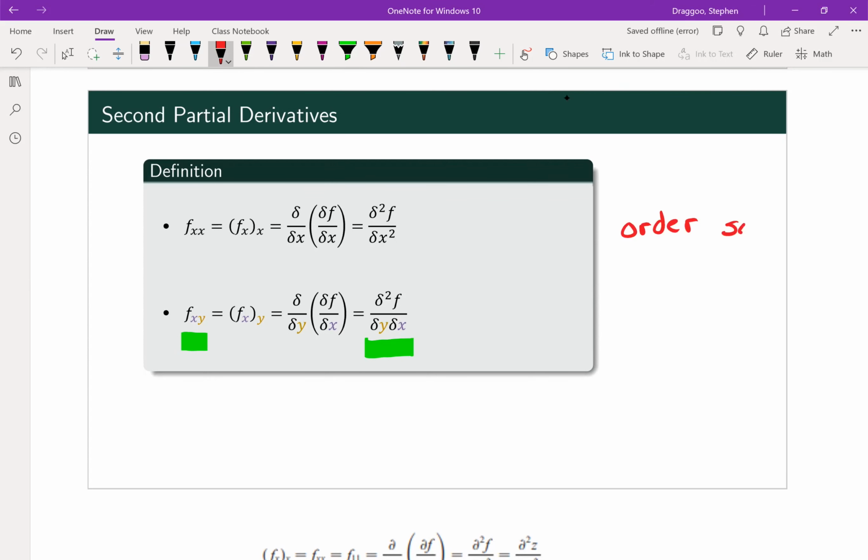Order switches between subscript and del notations.